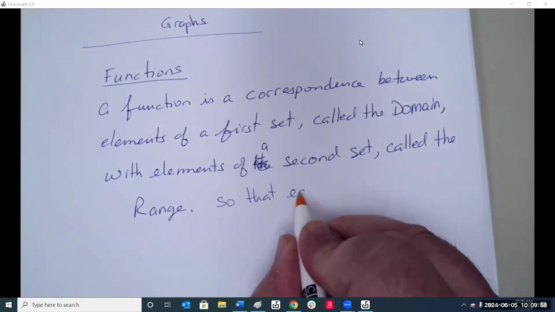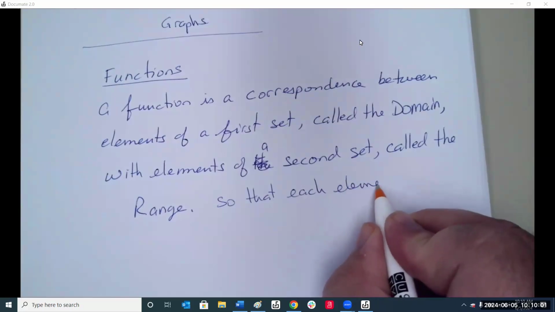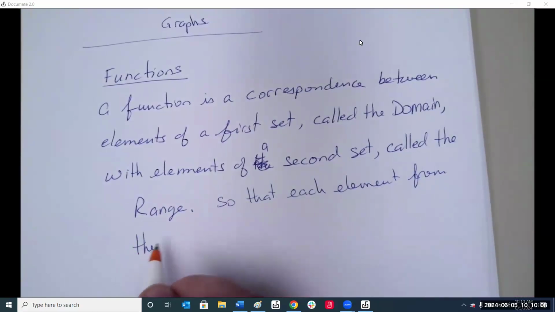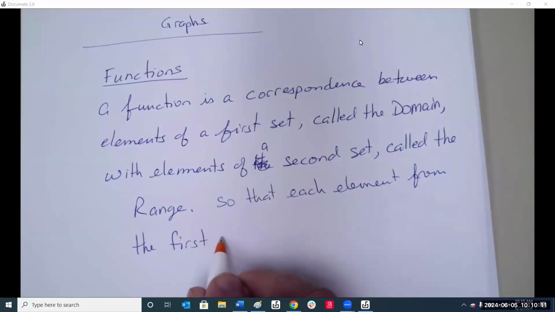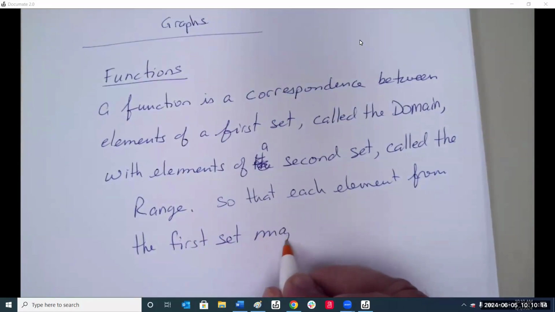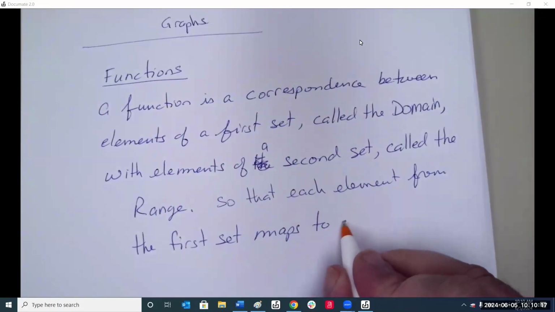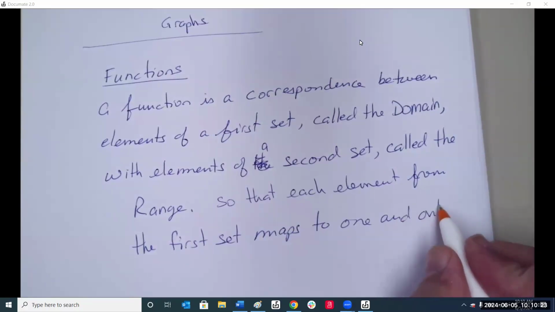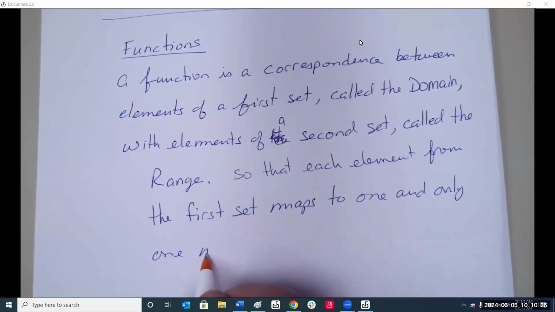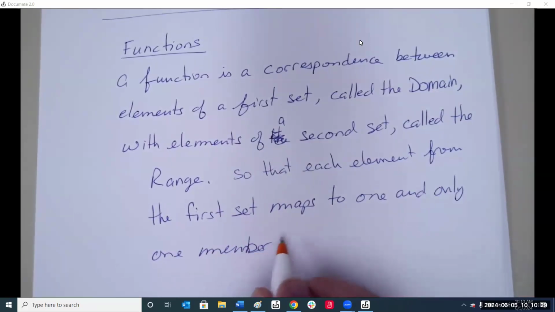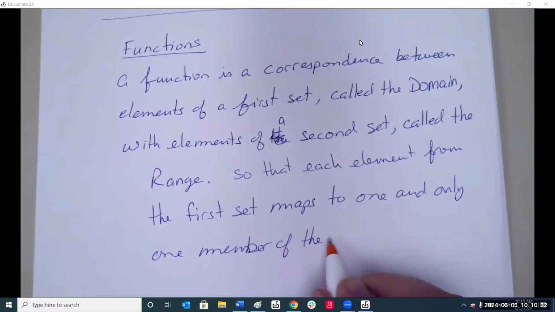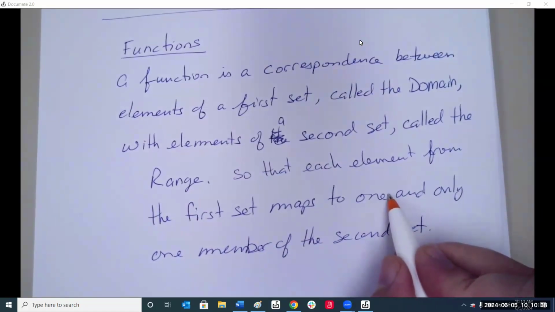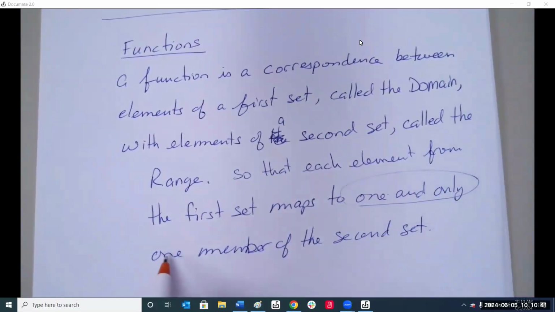So that each element from the first set maps to one and only one member of the second set. This is one and only one. That's very important.